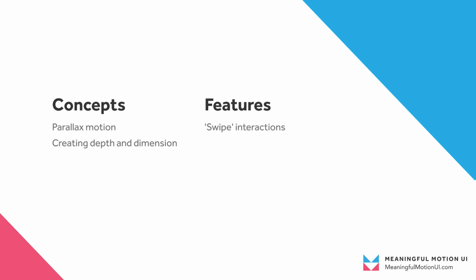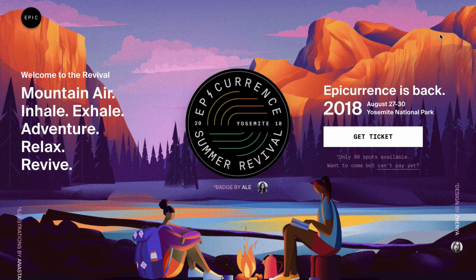Similar techniques have been used long before they came to web design. Traditional animators have used complex camera setups to create similar effects since the 1930s, most famously with Snow White and the Seven Dwarfs. And parallax motion has also been used in video games since the 1980s. Let's look at a quick example of a live site that uses parallax, and then we'll create one of our own. So here we have the site for Epicurrents.